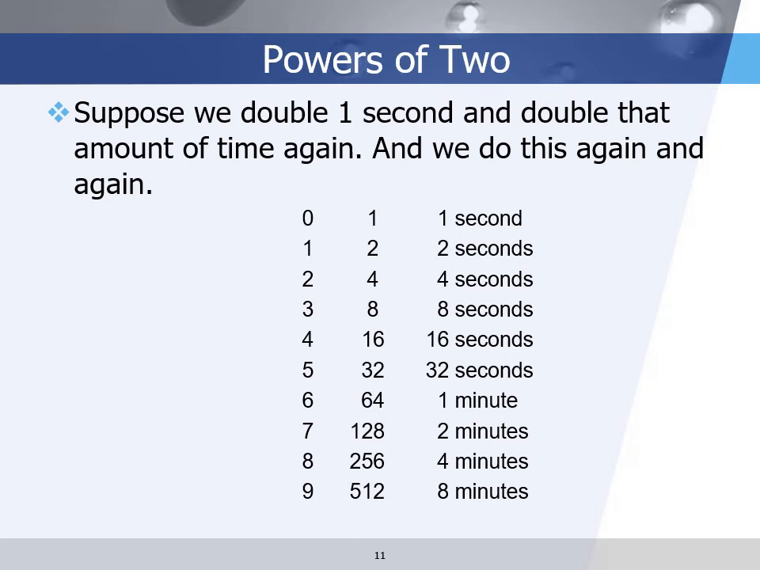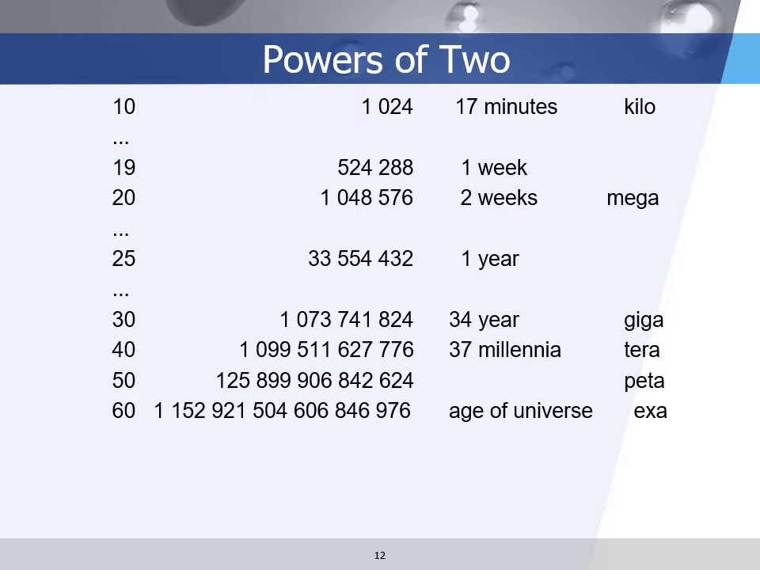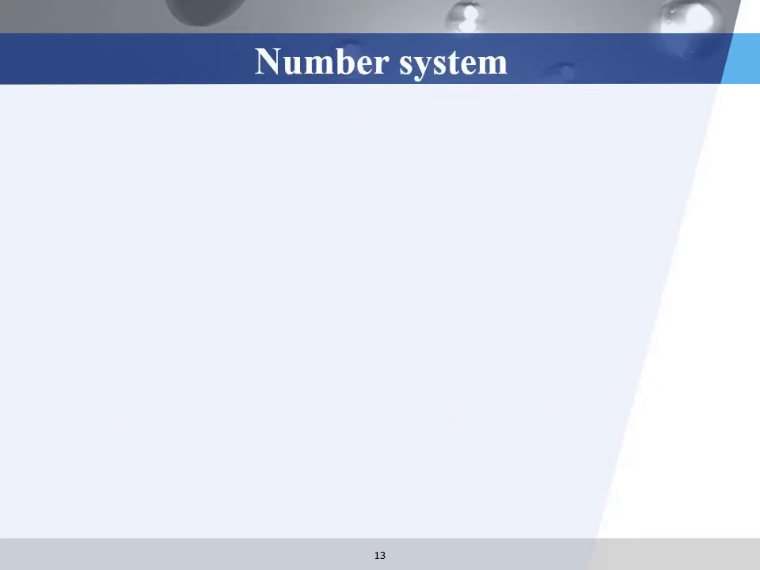Let's take time as an example. Suppose we double 1 second, we can see the power of binary. So 2 to the 9th power of seconds is actually 8 minutes. And the 10th power of 2 is actually 17 minutes. And the 20th power of 2 is 2 weeks. And the 30th power of 2 is already 34 years. And the 60th power of 2 is the age of the universe. So binary is also a very powerful number system.